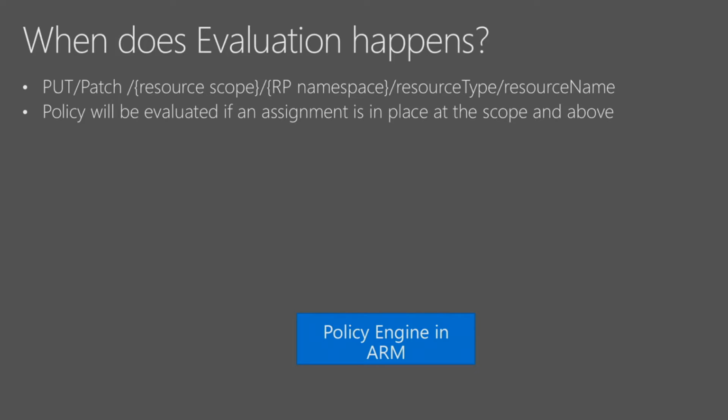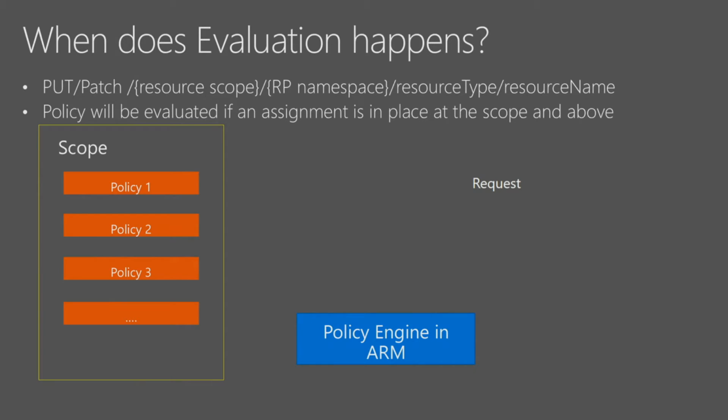Now you have the assignment, you have the policy. Let's take a look at when the evaluation happens. When your end user creates a resource, it actually generates a put or patch request when he tries to create or modify the resource. It gives us the resource scope, the RP namespace, resource type, and resource name in the URI. And then it gives us a JSON payload. The policy will be evaluated if an assignment is in place at the scope and above. That's the inheritance.